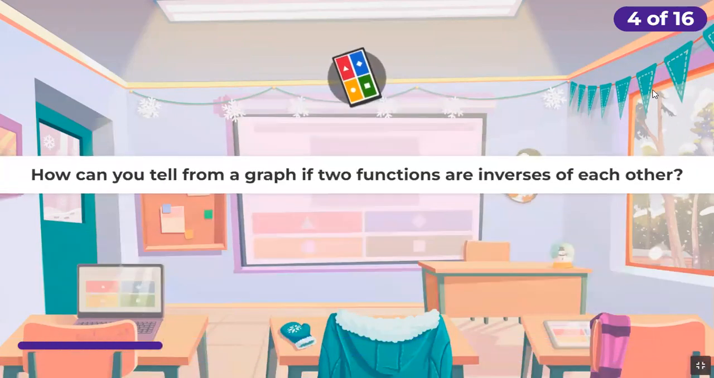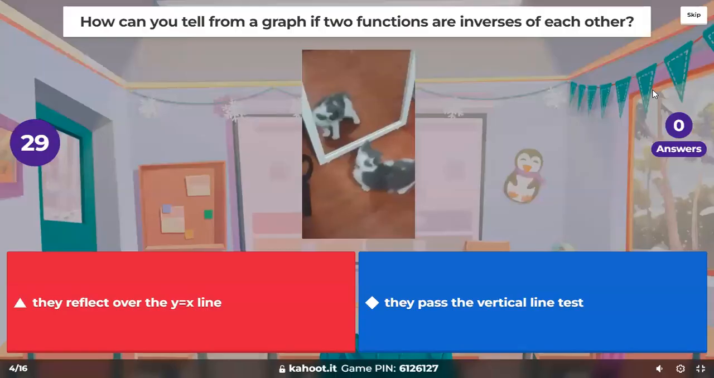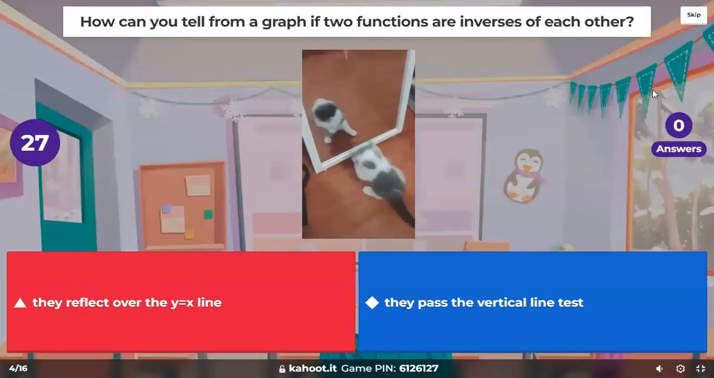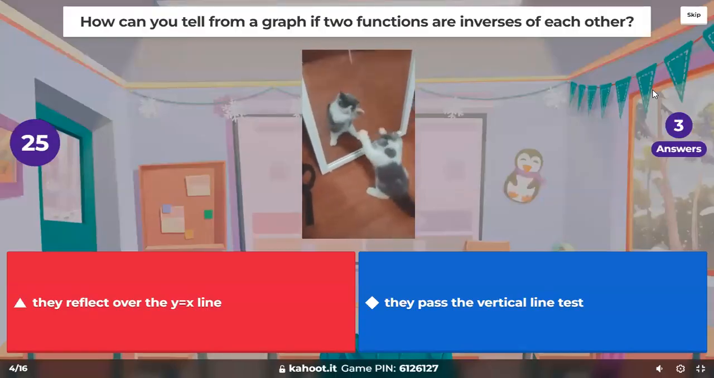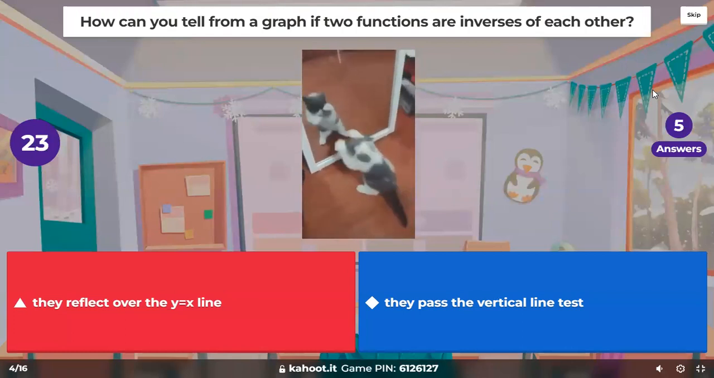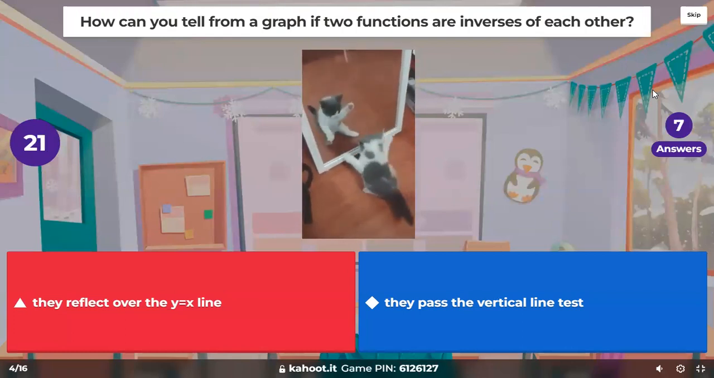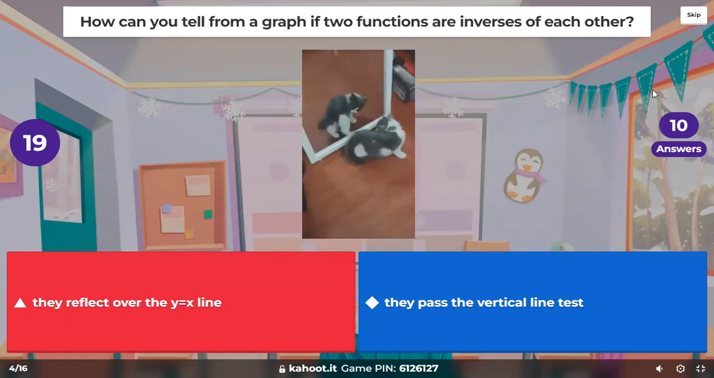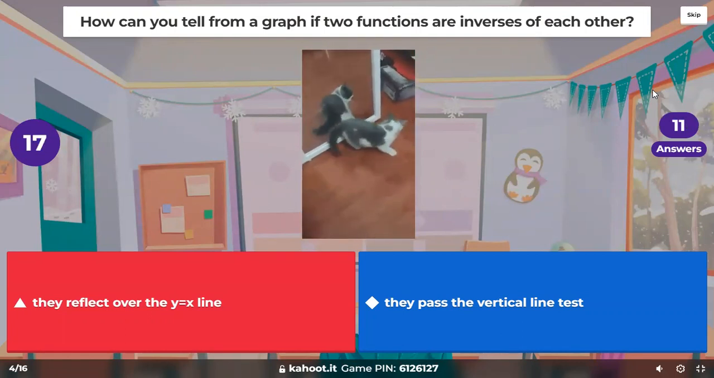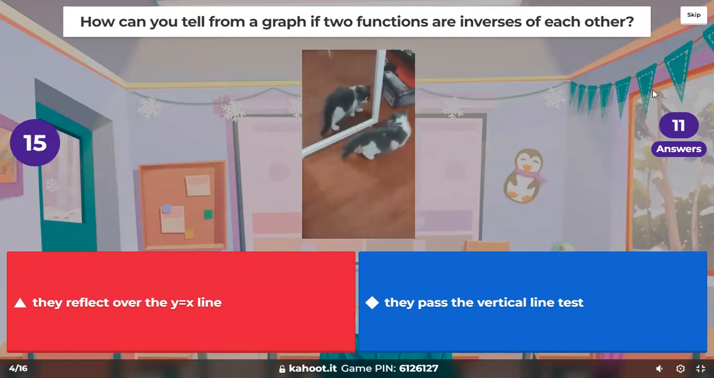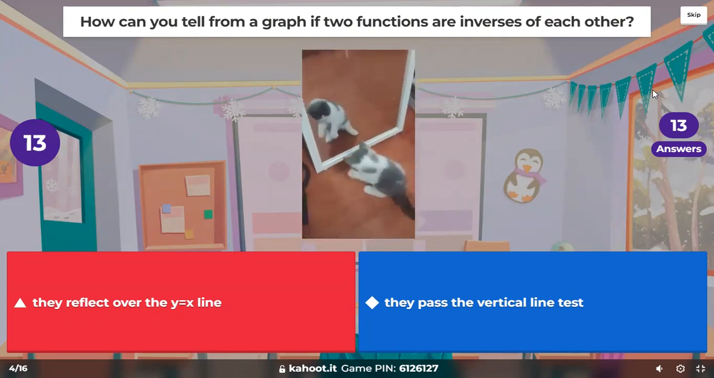All right. How can you tell from a graph if two functions are inverses of each other? Just write inverses. Tell me what you put. You can paraphrase. You just should have something written for each problem.